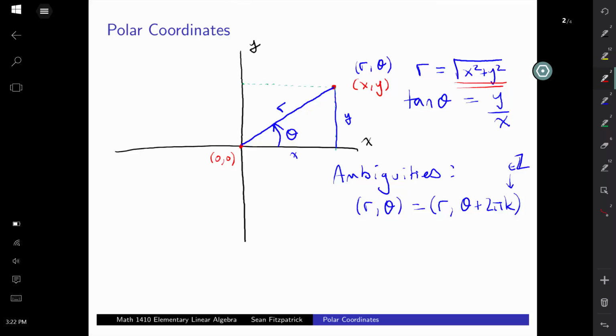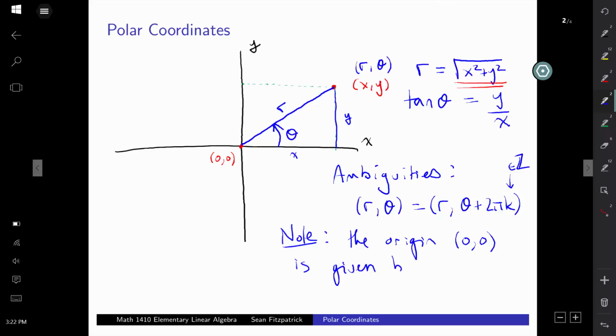And the other thing that you should note is that the origin, 0, 0, where x is equal to 0 and y is equal to 0, is simply defined by setting r equal to 0. So r is 0, and theta is undefined. There is no value for the angle if you're at the origin, right? It doesn't matter what direction you're facing. If you're already at the origin, you're at the origin. There's nowhere to go.